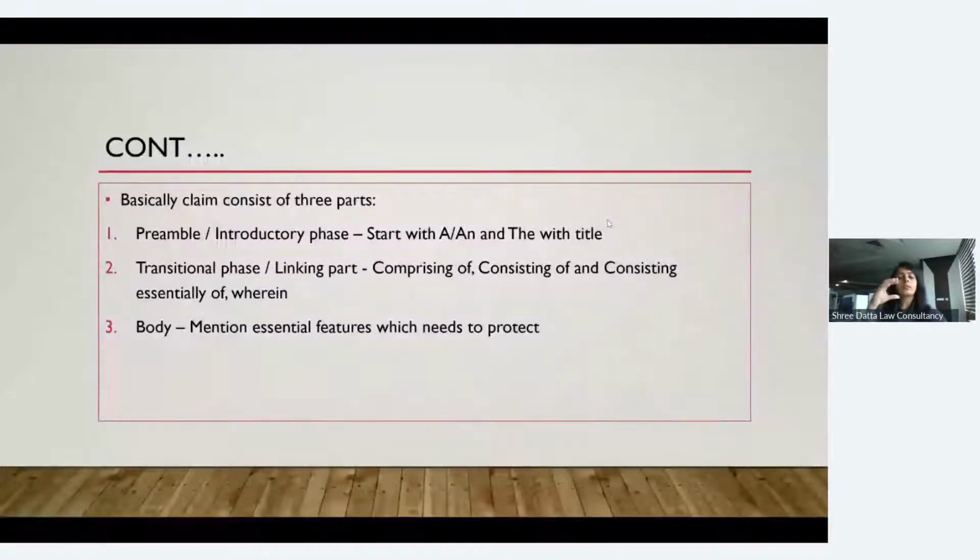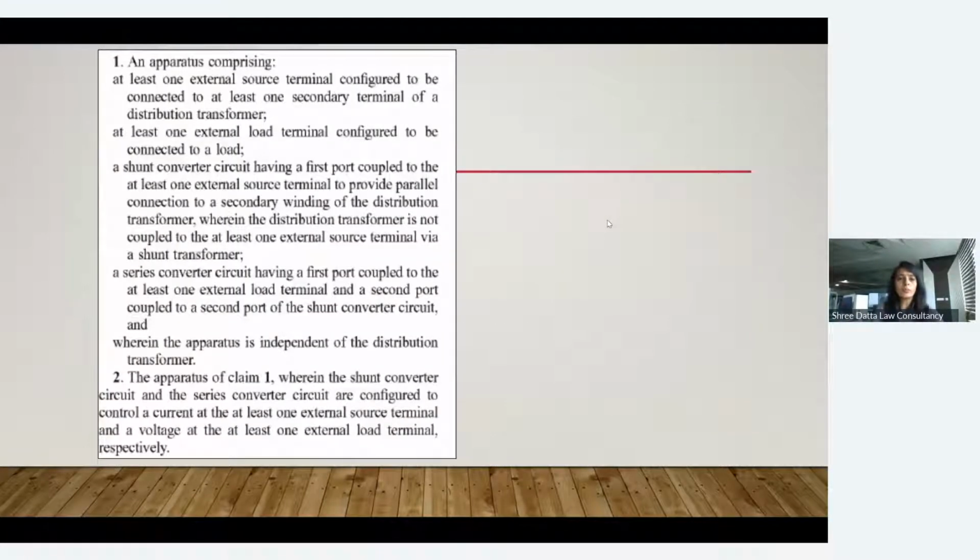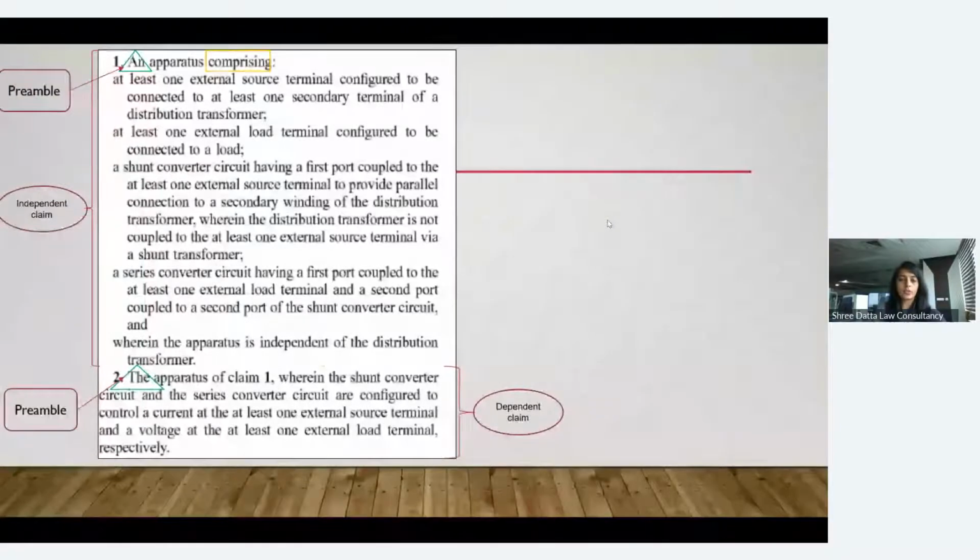Then the body. Body means it covers all the main essential features which you need to protect by way of the claims. Now all the claims must be supported by the description, and for that what we do is add all the claims, changing the language and adding them in the form of embodiments. So this is all about claim drafting. Now what is the basic structure of the claim? So this is just an example for that.